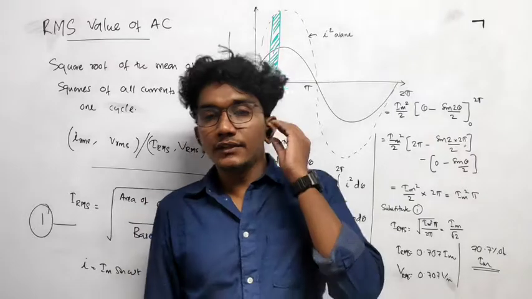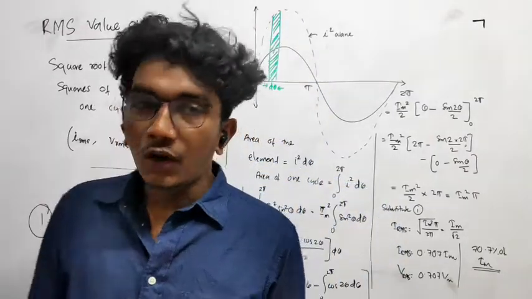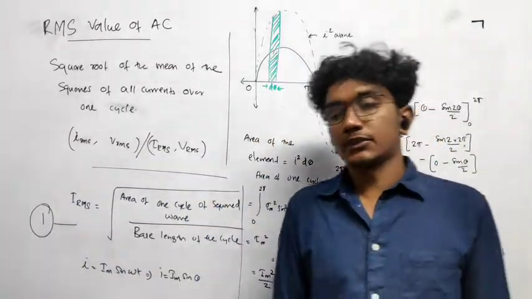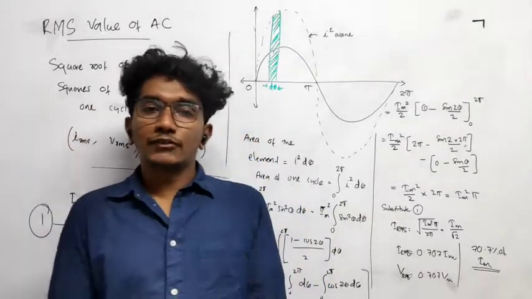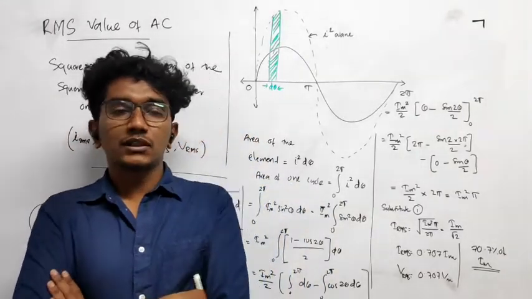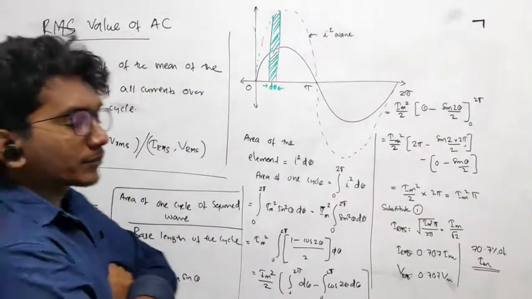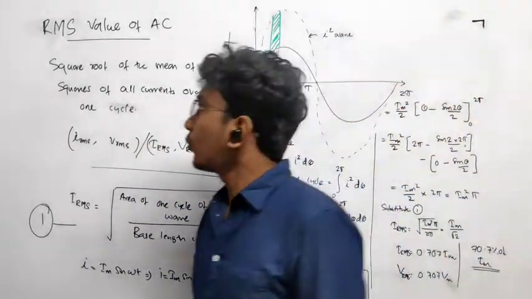So in the last video we discussed what is average or mean value, and now we are going to talk about what is the RMS value. You must have heard this word RMS many times before, so we have to talk about what RMS is. The full form, the expansion, is root mean square. Root mean square value. What is the meaning of that?